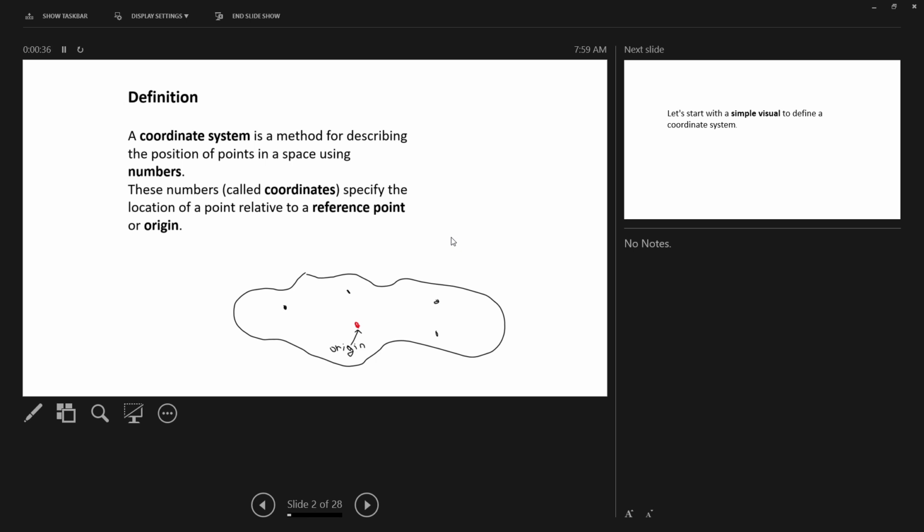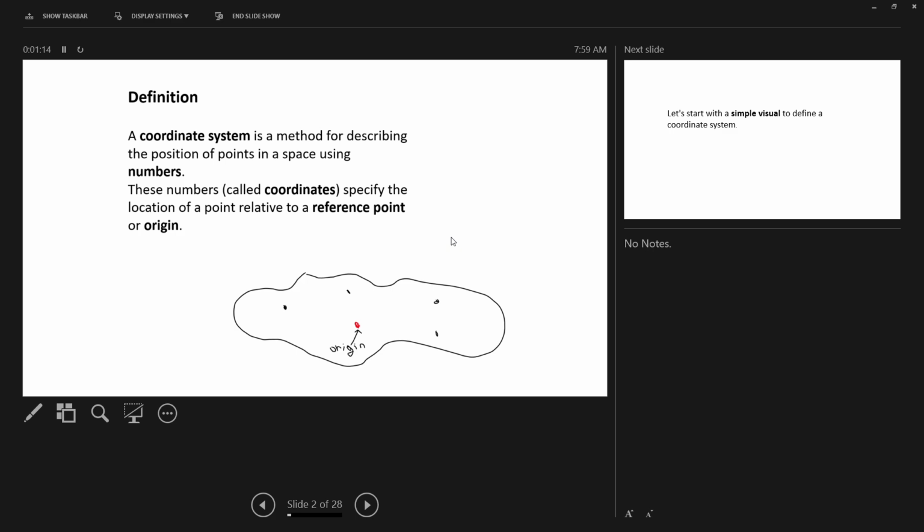So if we go to Wikipedia or ChatGPT, we will get a sort of definition for coordinate system as following. A coordinate system is a method for describing the position of points in a space using numbers. These numbers, called coordinates, specify the location of a point relative to a reference point or origin.